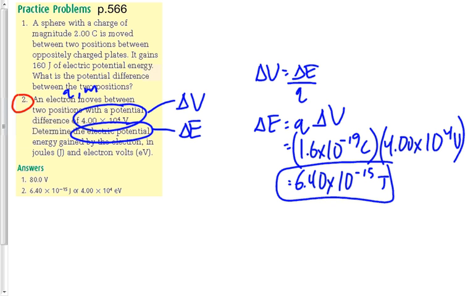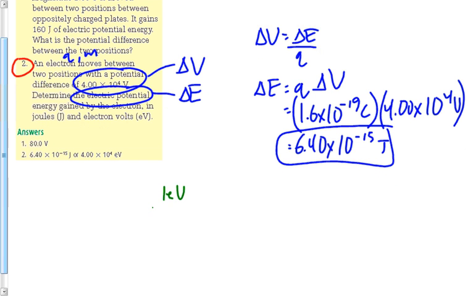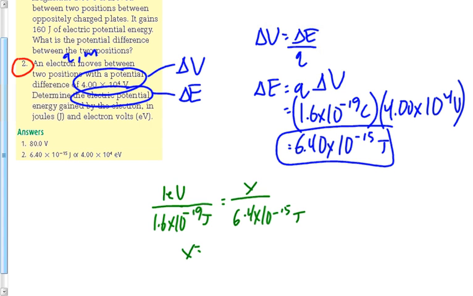But now we do have to convert to electron volts. So let's say 1 electron volt over 1.6 times 10 to the minus 19 joules, and that's the conversion factor on my data sheet, equals x electron volts over 6.4 times 10 to the negative 15 joules. Solve for x. We get 4.00 times 10 to the 4 electron volts. The same number as we had for potential difference.